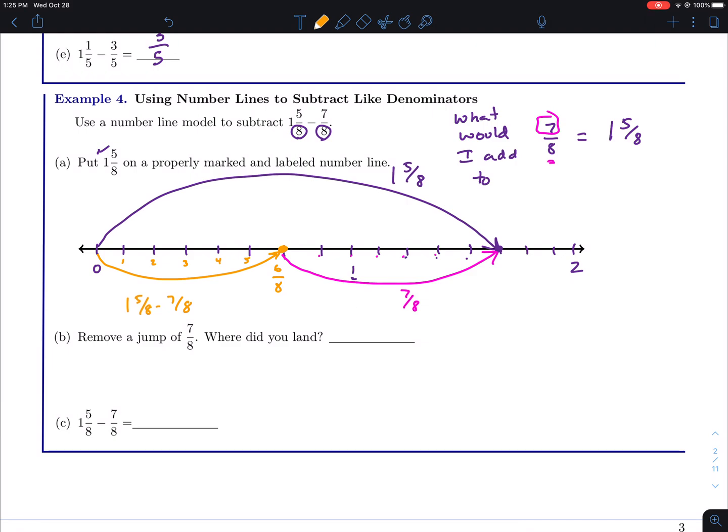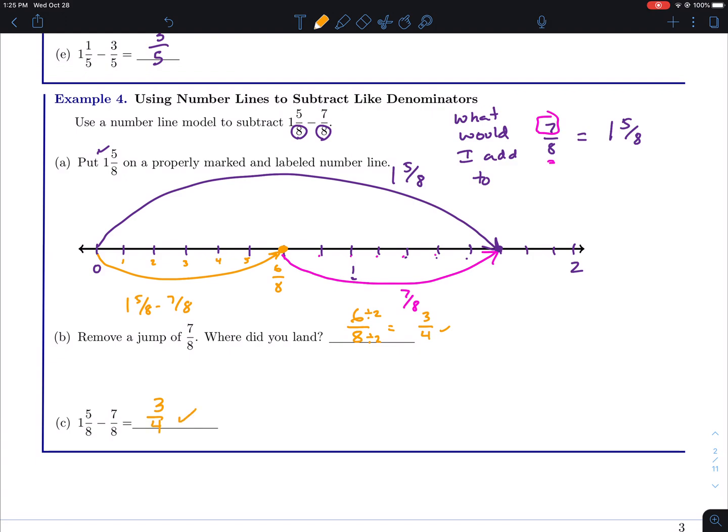So where did we land? We landed at 6/8. And so again, hopefully you recognize this isn't in simplified form. So the first thing we should do is simplify it. In this case, I can divide a 2 from the top and a 2 from the bottom. And that gives me a 3/4, which is simplified. So this is good. And so my final answer, 1 5/8 minus 7/8, would just be 3/4 in this case.